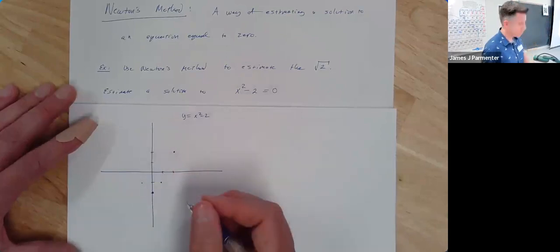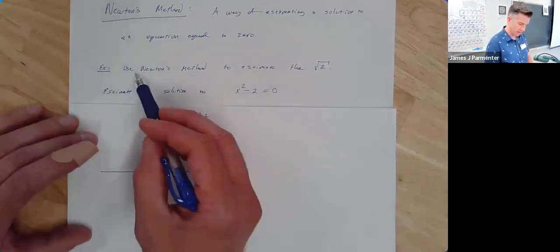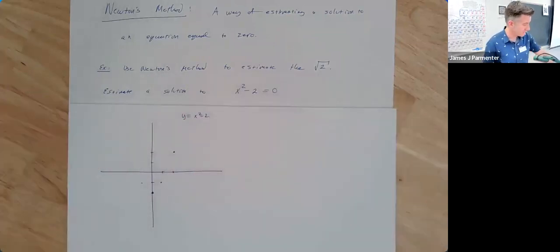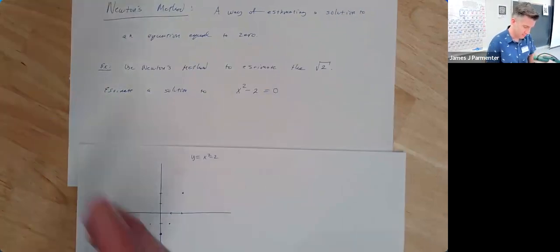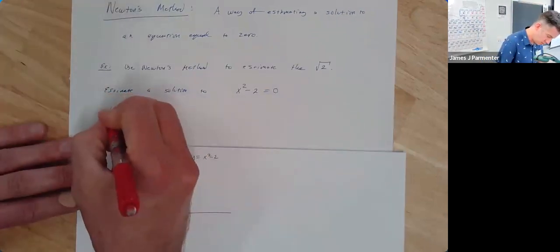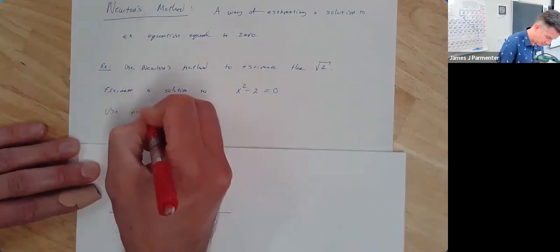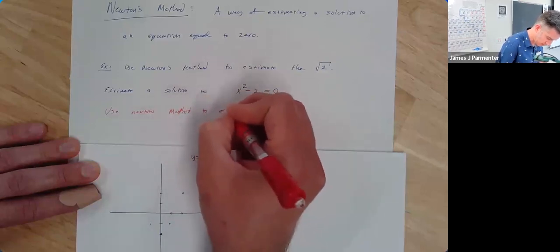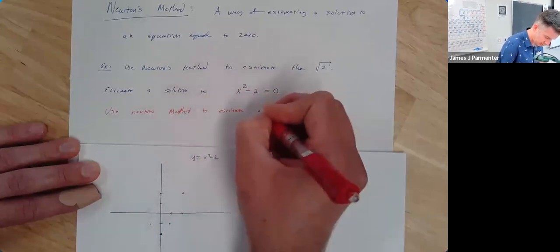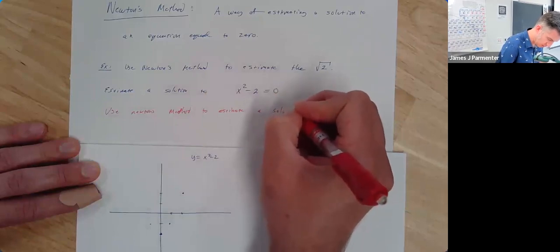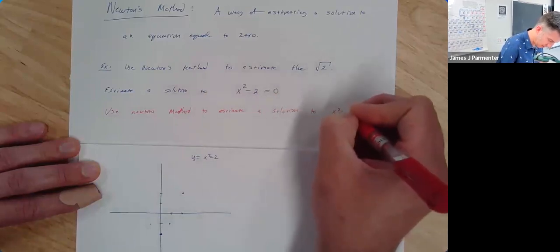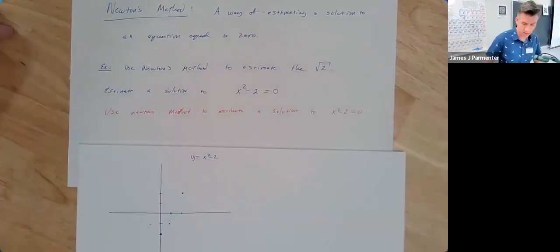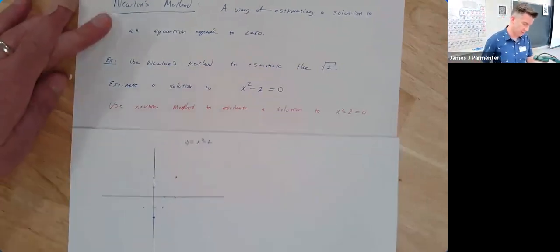Normally you're probably not going to get it phrased like this, although I've seen it phrased like this. Another way someone could have phrased this question would have been to say, use Newton's method to estimate a solution to the equation x squared minus 2 equal to 0. Which is what we're doing. But sometimes people like to phrase things in different ways to get different meanings.